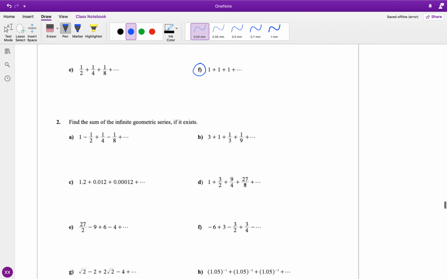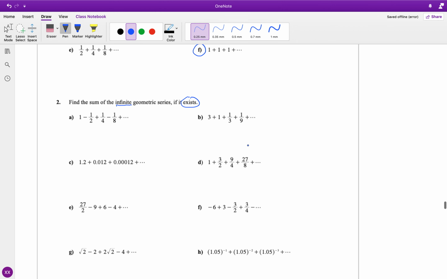Now this one says find the sum if it exists, infinite. All right, if it exists. So first of all, we have to see whether or not the absolute value of the common ratio is smaller than 1. For example, this one, 1 over 2 divided by 1 is negative 1 over 2, so that's smaller. 1 divided by 3, yes, 1 over 3 is smaller. And this one, sure, this is a smaller number divided by a larger number, of course it is smaller than 1. Now this one, 3 over 2 divided by 1, that is larger than 1. So this one does not exist.